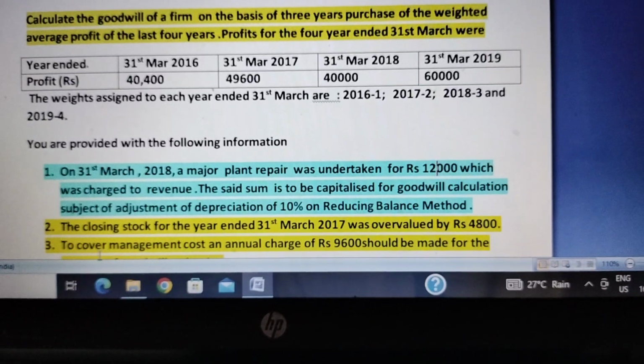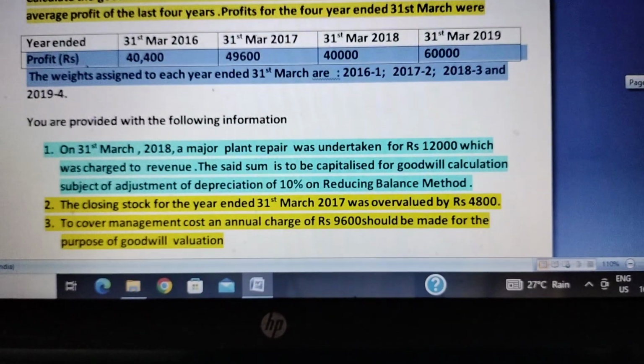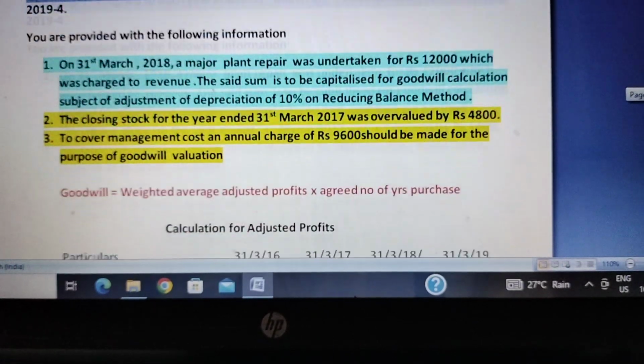To cover management cost, an annual charge of 9,600 should be made for the purpose of goodwill valuation. So there is a requirement of an annual management cost of 9,600. This cost should be deducted from the respective year's profit. This should be deducted from 2016, 2017, 2018, and 2019. We have just read out the question. Now let's get started.